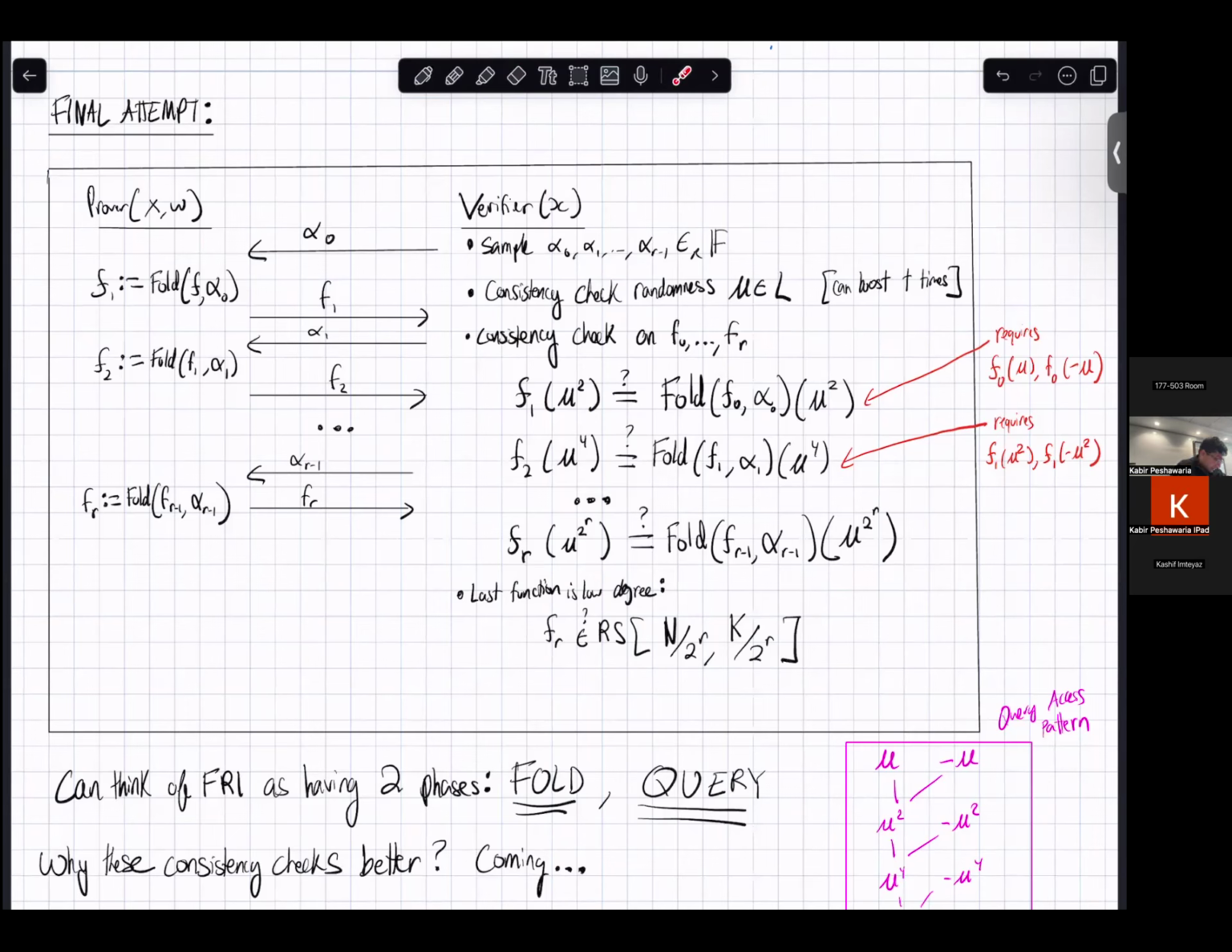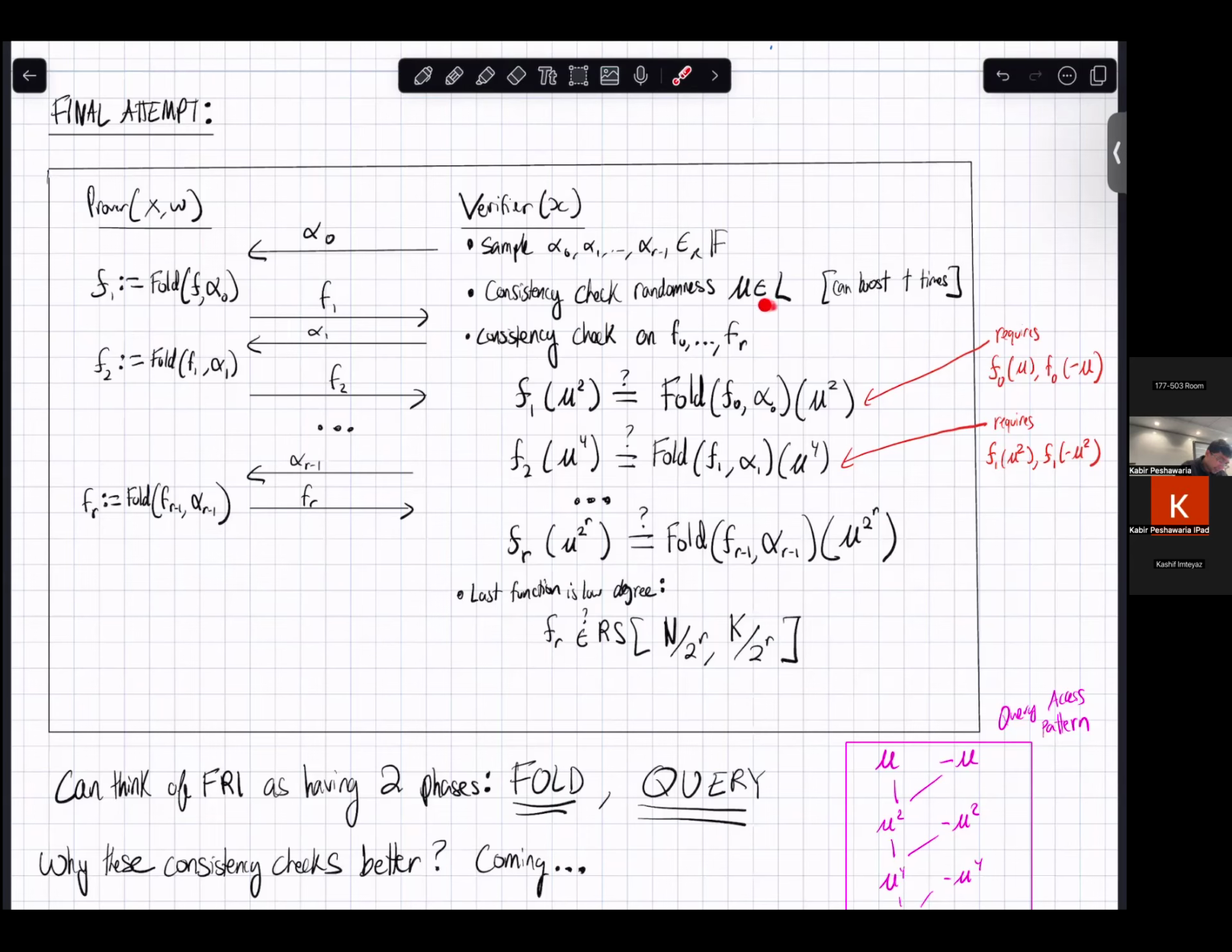Okay. So our new protocol, this is our final protocol. This is the FRI protocol now. The verifier can sample all of these ahead of time, sure, but it only sends them to the prover one at a time: alpha 0, then fold, alpha 1, then fold, alpha r minus 1, then fold. Okay, and then once I've gotten all of the F0, F1, F2, etc., then I do these consistency checks, and I do it in this kind of correlated way.